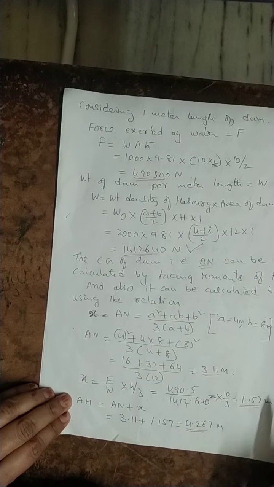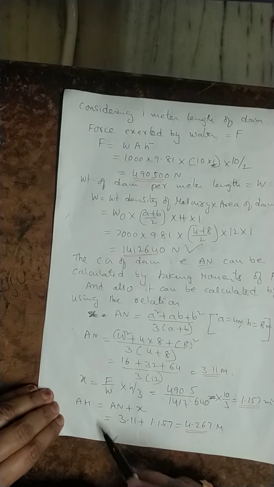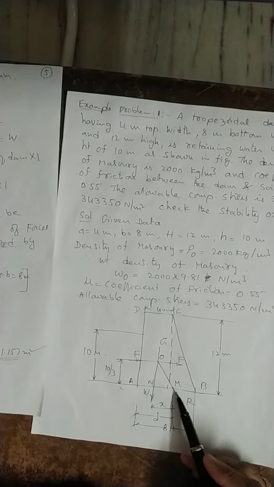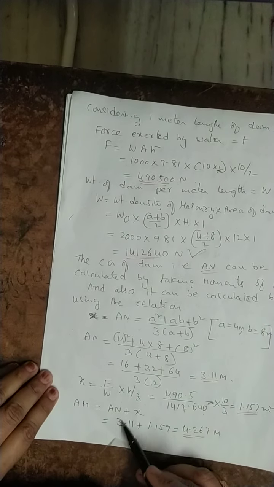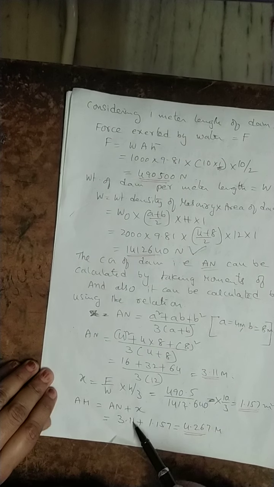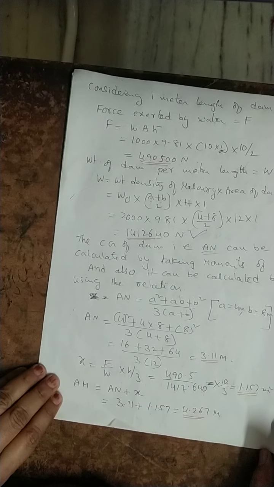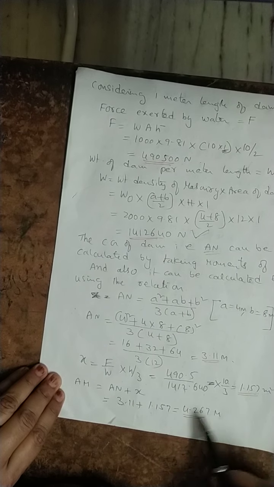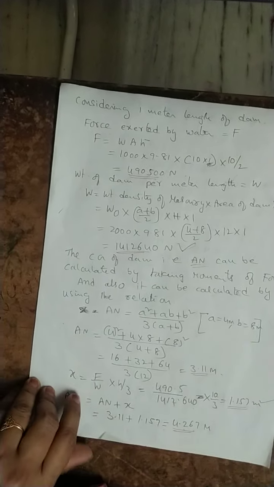So if you simplify this, you get it as 1.157 meters. And AM, if you see the figure, this is the AM. So this AM is AN plus NM, or MN, so that I have shown here. AM is equal to AN plus NM, or X, so we can also write it as AN plus X. AN we have calculated in the previous steps, 3.11, plus X is 1.157, that comes to 4.267 meters.